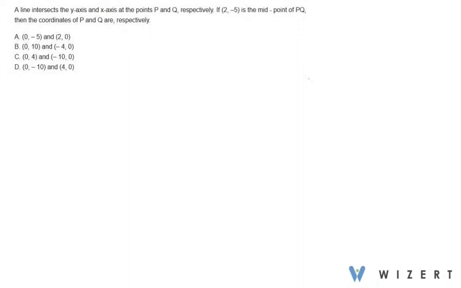Let's try to visualize the situation here. This is the x-axis and this is the y-axis. Points P and Q intersect the y and x axis respectively. So this is point P and this is point Q.